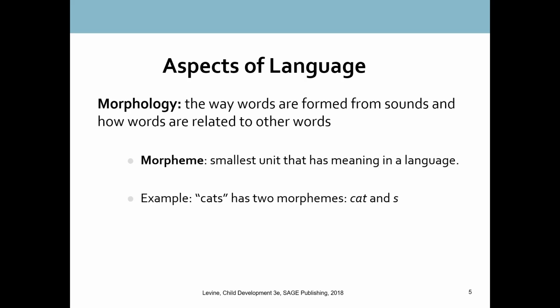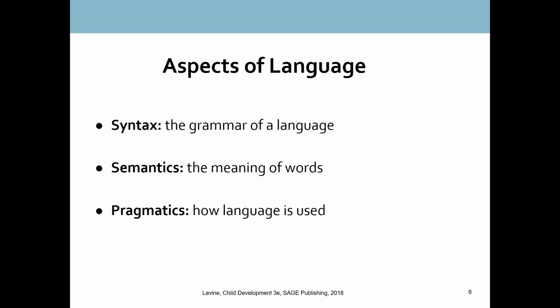So each morpheme carries a meaning with it. When I add un, it changes the meaning. If I add an s or an ly to a word, or an ed or an ing, it changes the meaning of the word. Those are morphemes, the smallest units of meaning. Then we have three more aspects of language, and these ones I'm going to just cover briefly.